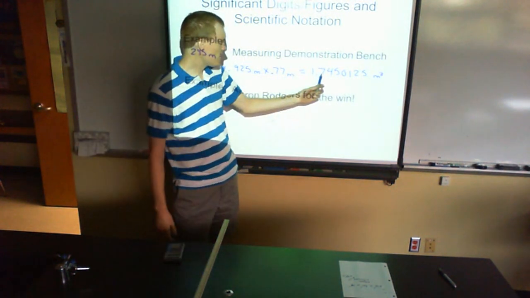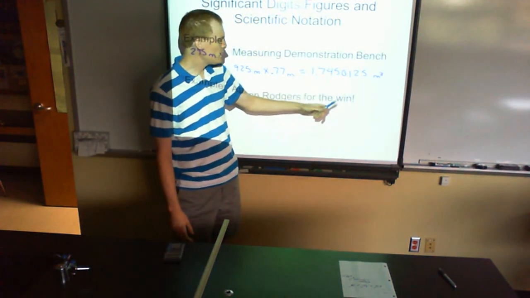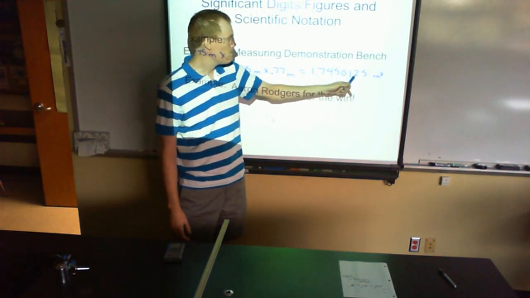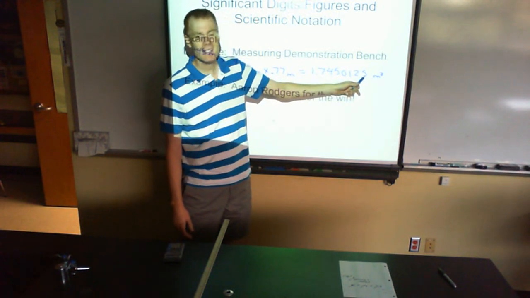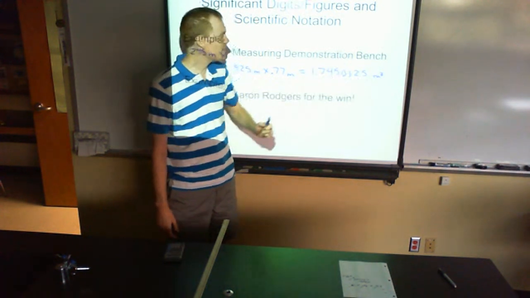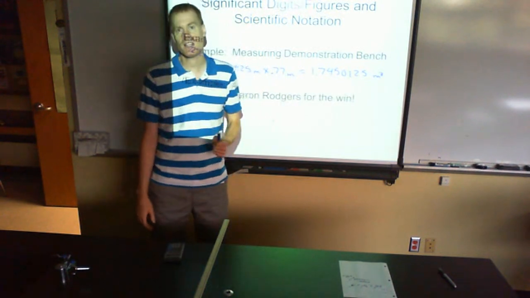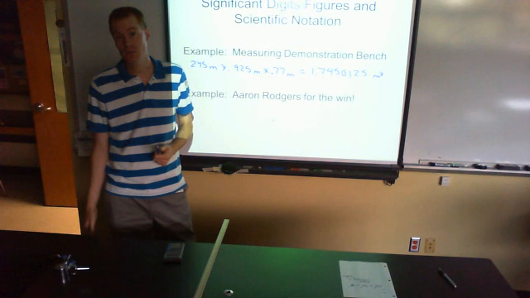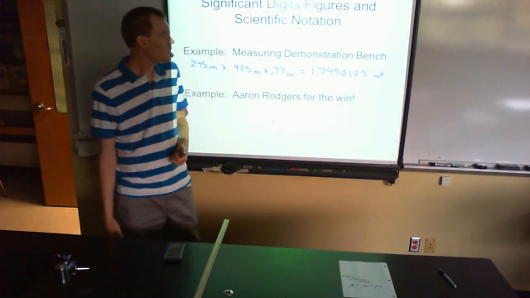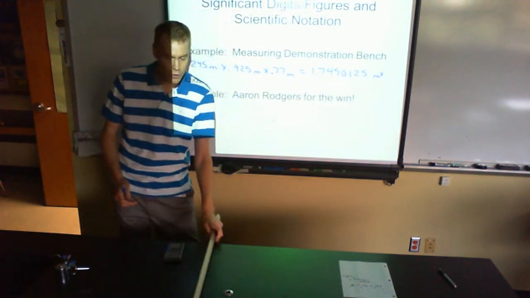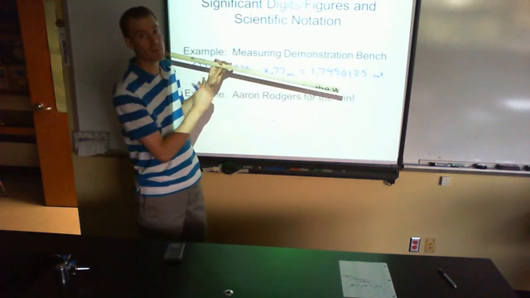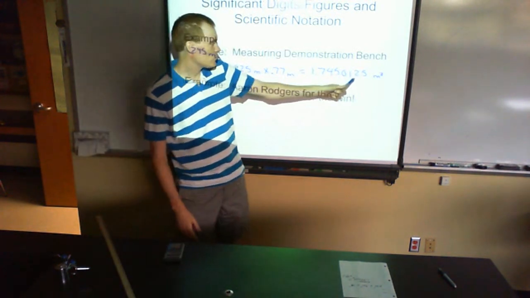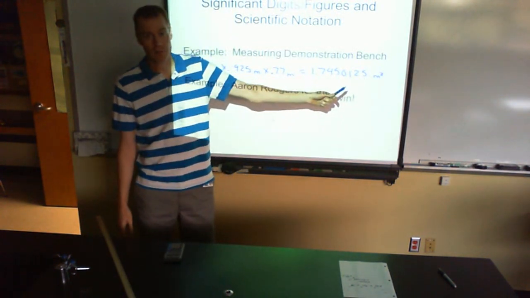I have it to the 10th place, 100th place, 1000th place, 10,000th, 100,000th, millionth place, the 10 millionth place. So I am accurate to the 10 millionth of a cubic meter. Wow, I'm pretty good. But no, really, I'm not that good. How accurate am I? There's no way I'm that accurate. All I used was this meter stick. That measures in millimeters. There's no way that my volume is accurate to the 10 millionth of a cubic meter.